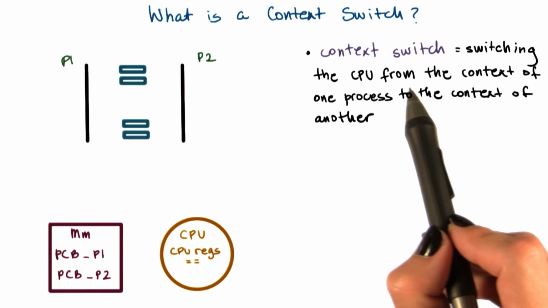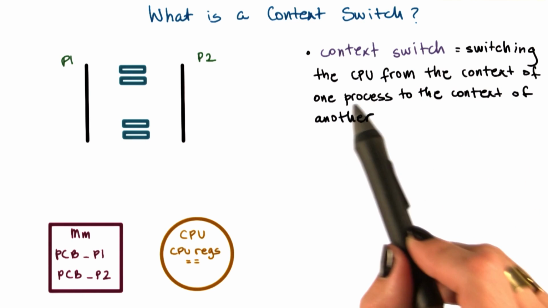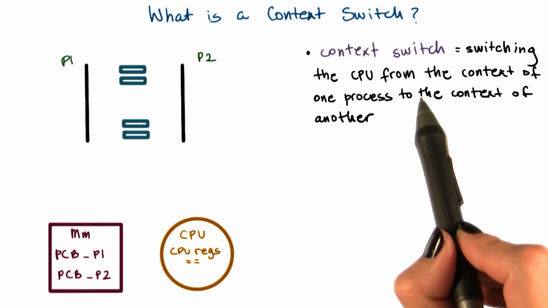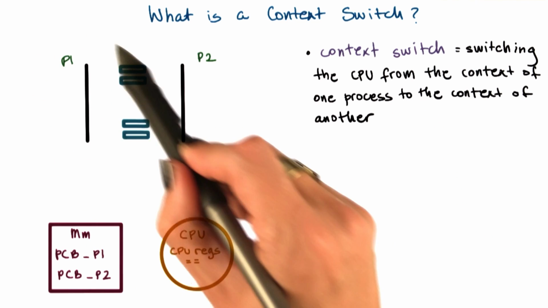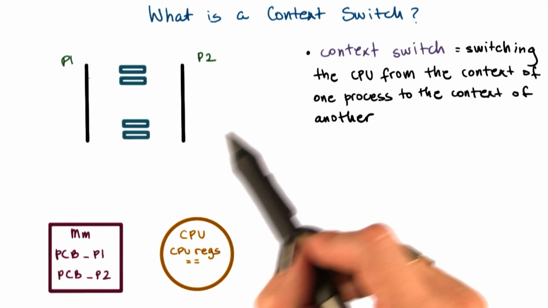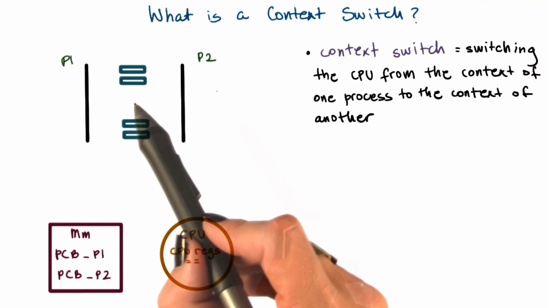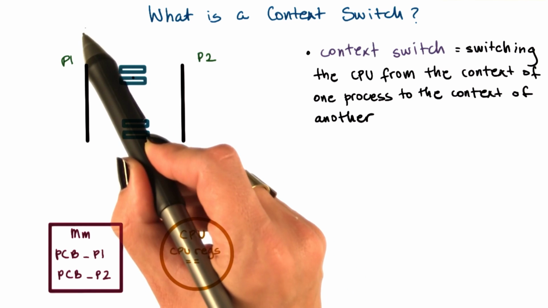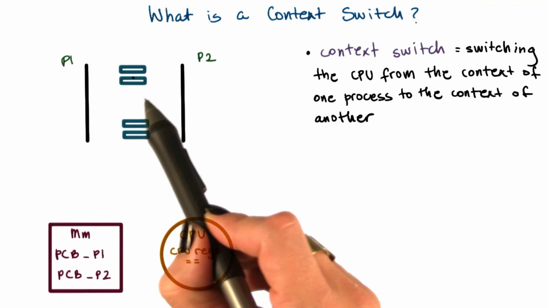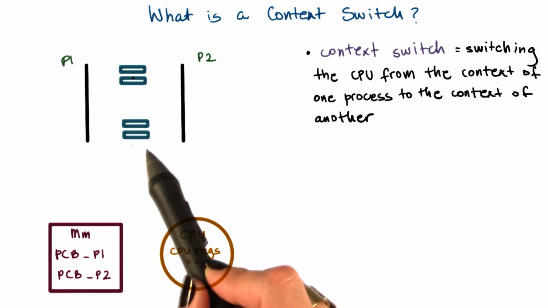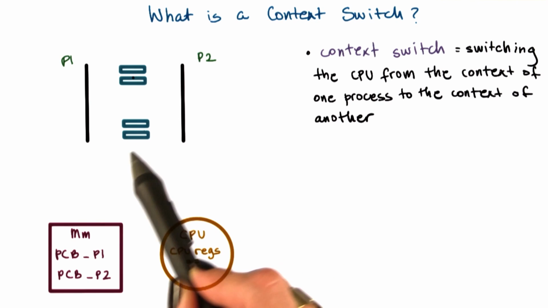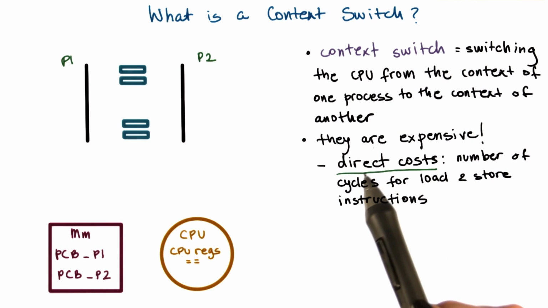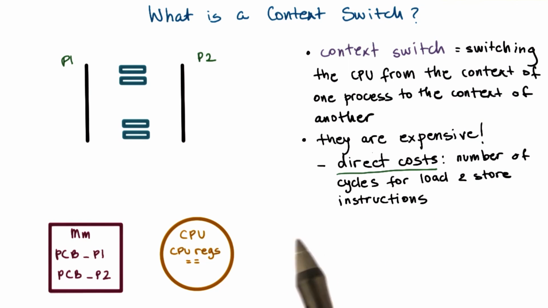Now we can more formally state that a context switch is the mechanism used by the operating system to switch the execution from the context of one process to the context of another process. In our diagram, this is happening both when the operating system switches from the execution of P1 to the execution of P2, and then again a second time when the OS switches from the execution of P2 back to the execution of P1. This operation can be expensive, and that's for two reasons.